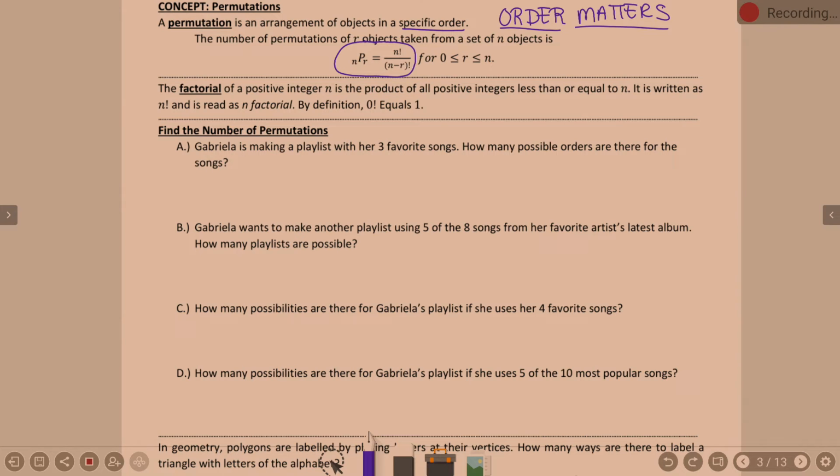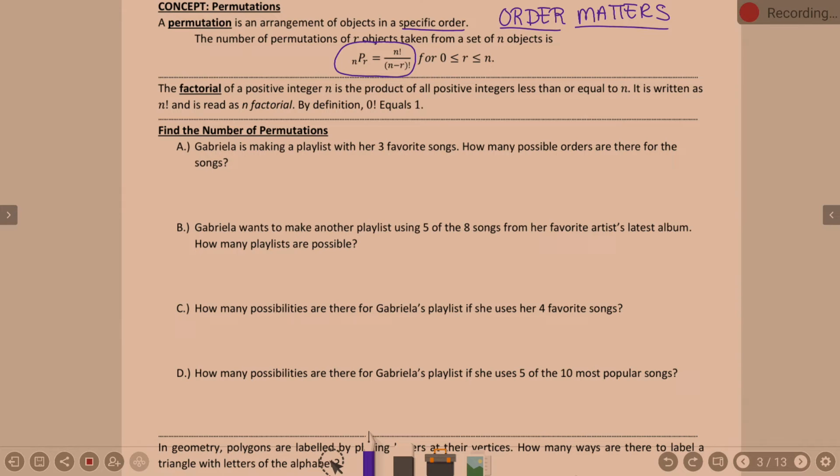What this is, P standing for permutation here, is the number of permutations of R objects taken from a set of N objects. I think when I usually read this, I say the permutation of N objects picked R at a time. So you're picking from so many N objects, and you're picking them R at a time. Your setup is N factorial over N minus R factorial.